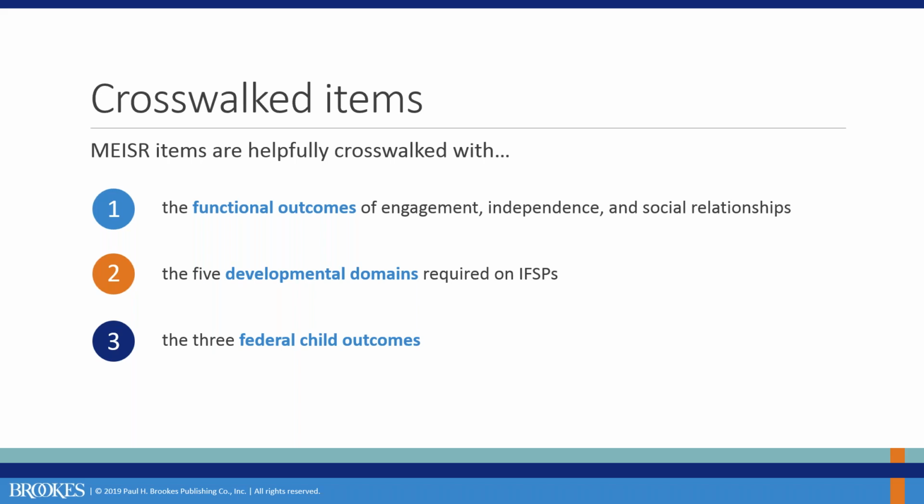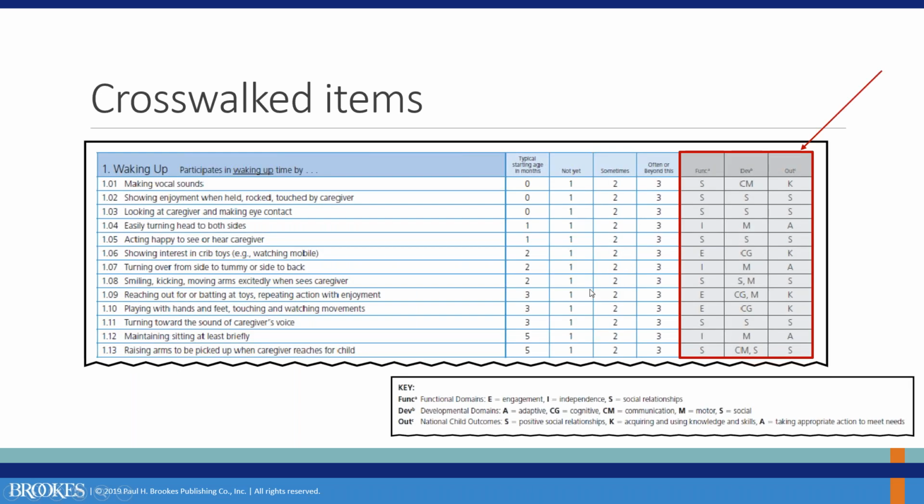Let's take a little bit closer look at what this looks like on the tool. Next slide, please. So shown here is actually a page from the MEISR, and the last 3 columns that are highlighted with this red box house the crosswalking that was just referenced, which is crosswalking with EISR, the domains of development, and the 3 child outcomes. The age anchoring reference mentioned earlier is actually the second column on this form. So you'll see the second column shows the age ranges of when the different skills come in, which again is organized sequentially.